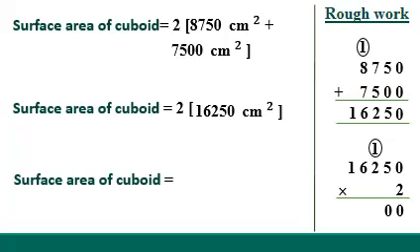2 times 2 is 4 and 4 will be added to the carry. So 4 plus 1 will give us 5. 6 times 2 is 12. So 2 will be written here like this and 1 will be taken as carry above 1. 1 times 2 is 2 and 2 will be added to our carry which is 1. So 2 plus 1 will give us 3. So it means the surface area of cuboid is 32,500 centimeters square.